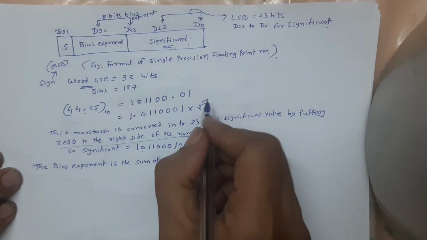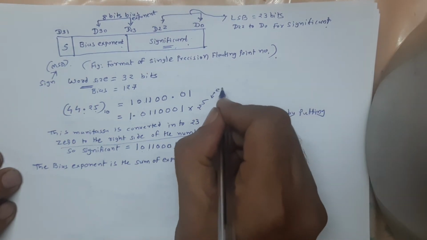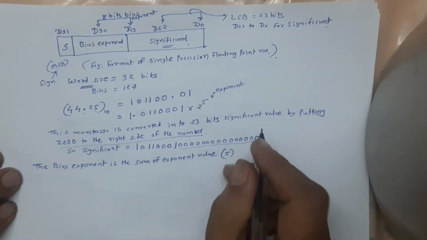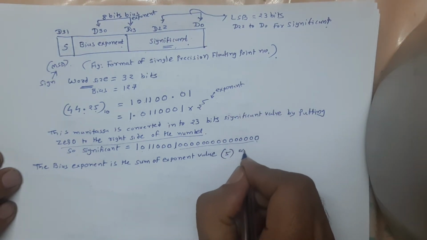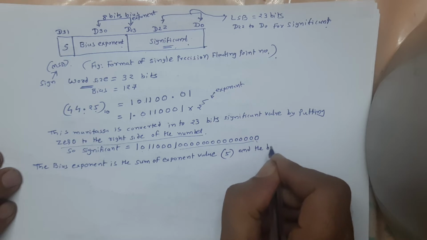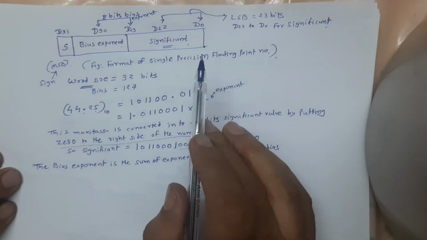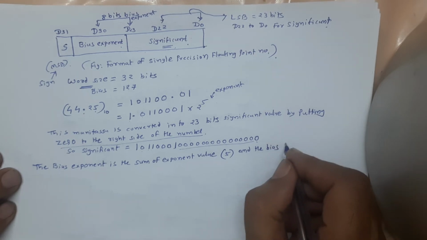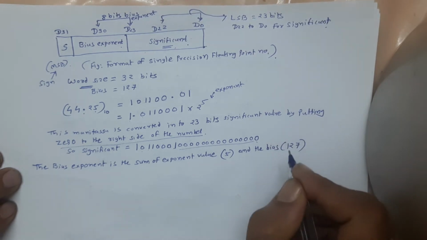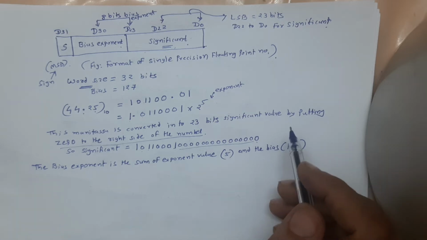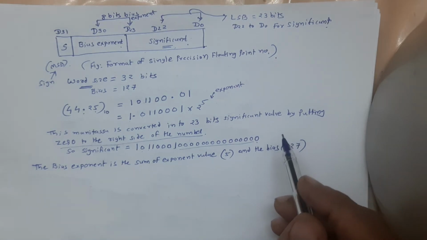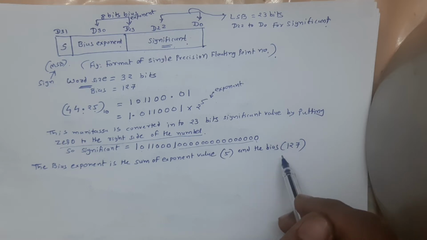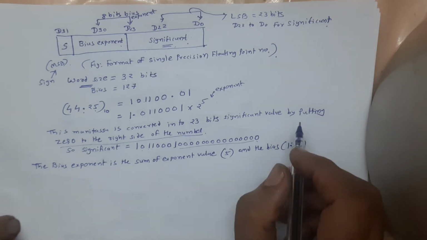Here the exponent value is 5. This is your exponent, and we write down the bias. For single precision floating point, this is your 127. Remember, for single it is 127 and for double it is 1023. For single, the bias is 127.